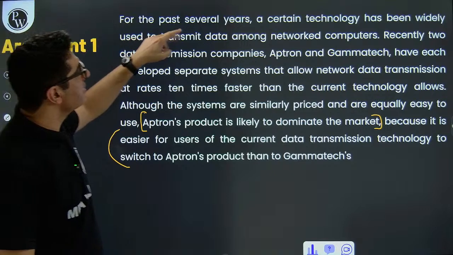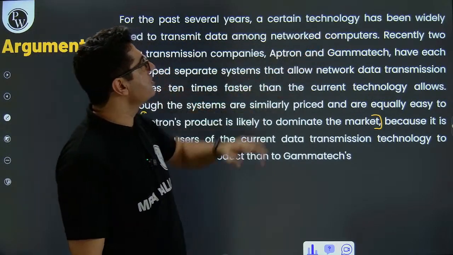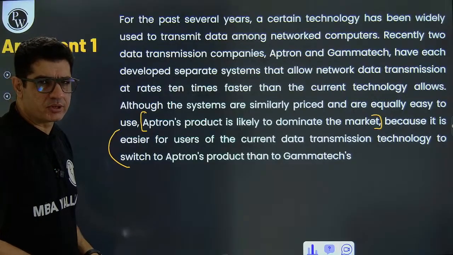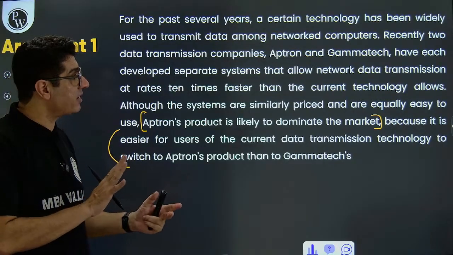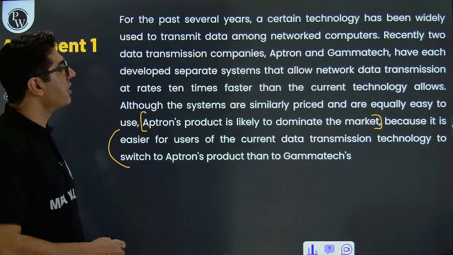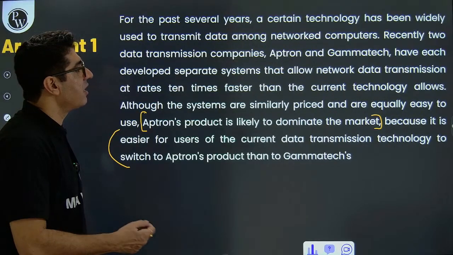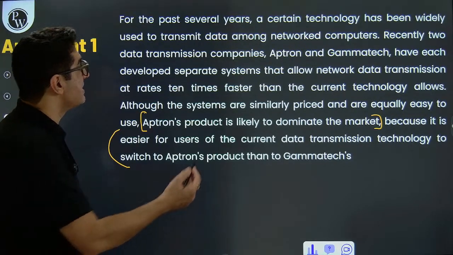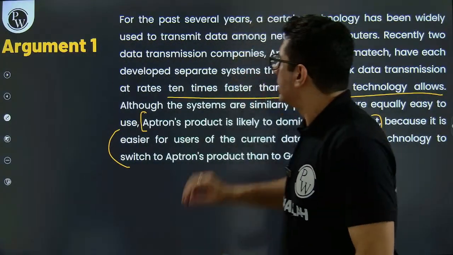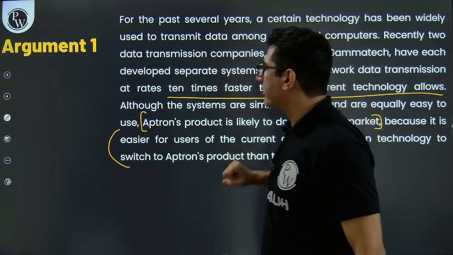See, for the past several years, a certain technology has been widely used to transmit data among network computers. Giving you the context, giving you the background: recently two data transmission companies have each developed separate systems that allow network data transmission at rates 10 times faster than the current technology allows. So they're talking about a background and a recent innovation.